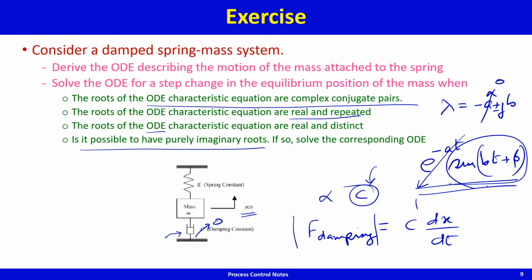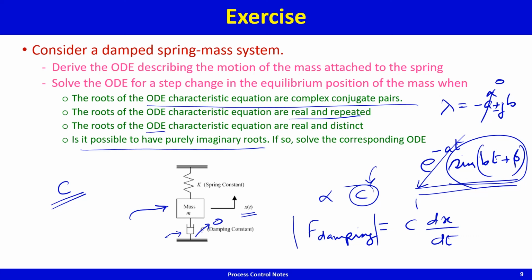I think you would have seen all this in physics. So it would be good to use the method of constant coefficients to solve this spring mass system with which you are very familiar. And choose the damping coefficient such that you could have real repeated roots, you could have real distinct roots, or you could have complex conjugate roots, or you could have purely imaginary roots.